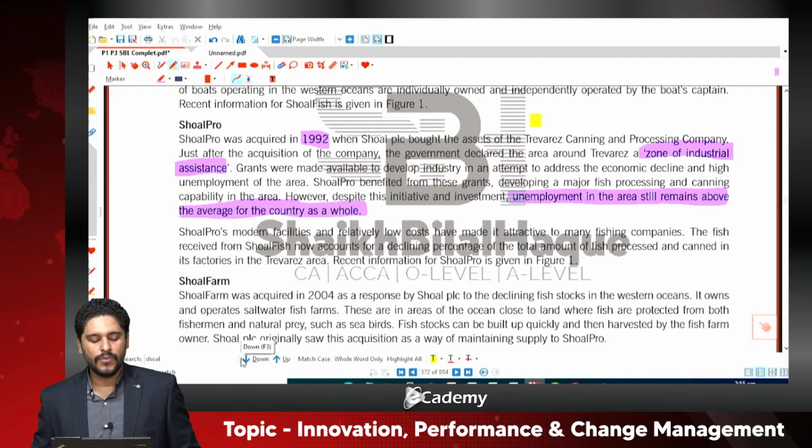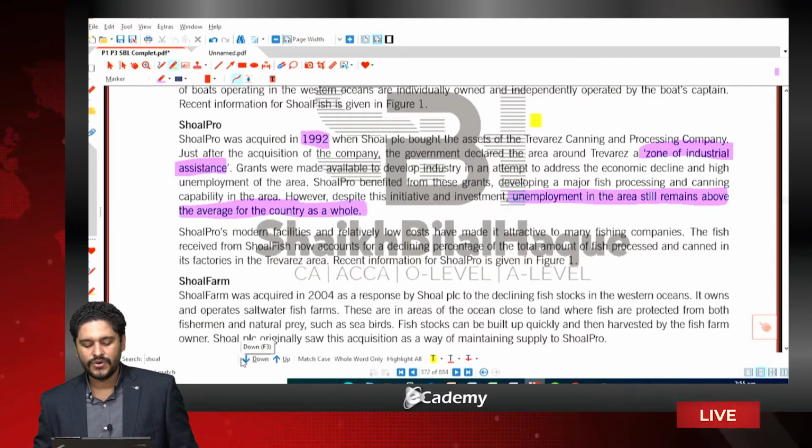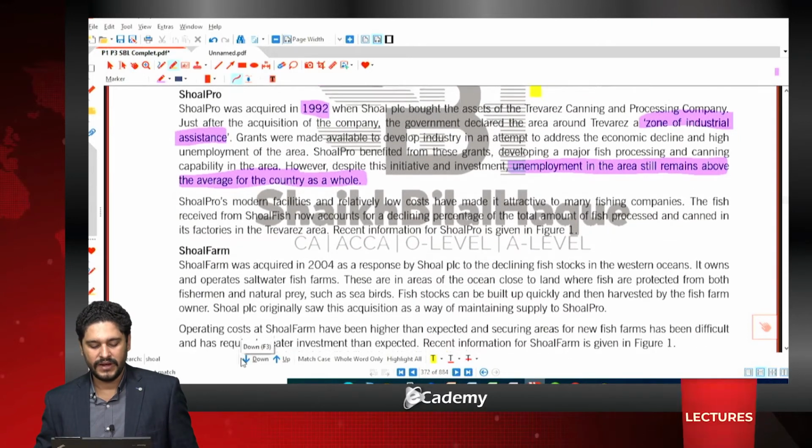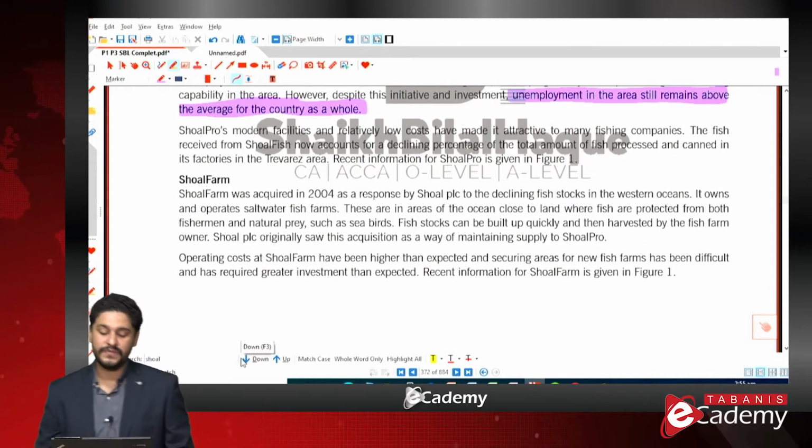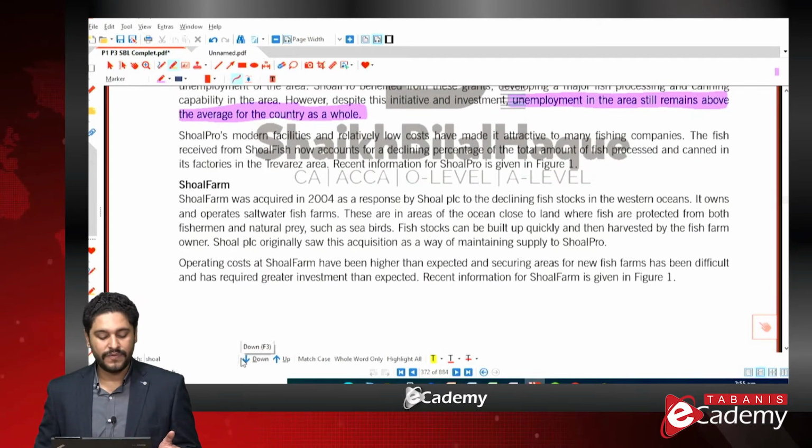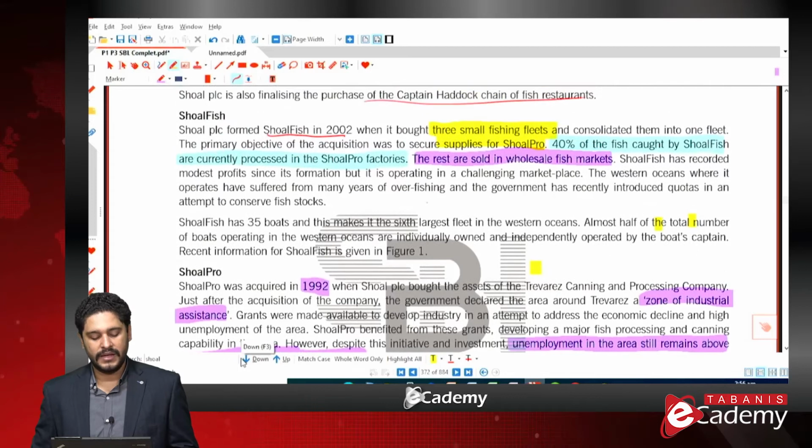Shoal Pro's modern facilities and relatively low cost have made it attractive to many fishing companies. The fish received from Shoal Fish now accounts for a declining percentage of the total amount of fish processed and canned in its factories in the Tabanis area. Recent information for Shoal Pro is given in figure number 1. Okay, so we have got information for Shoal PLC, for Shoal Farm, for Shoal Pro in figure number 1.